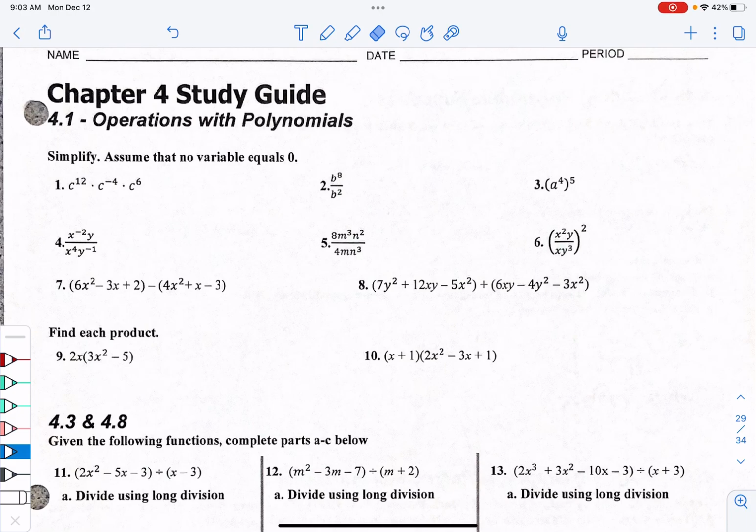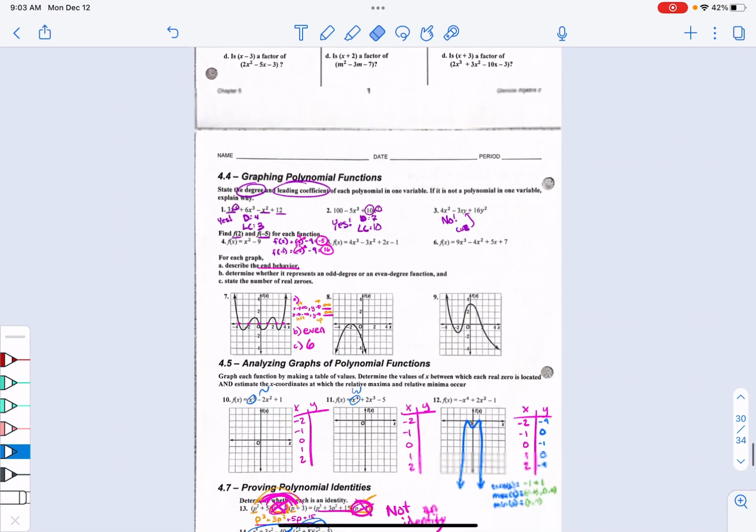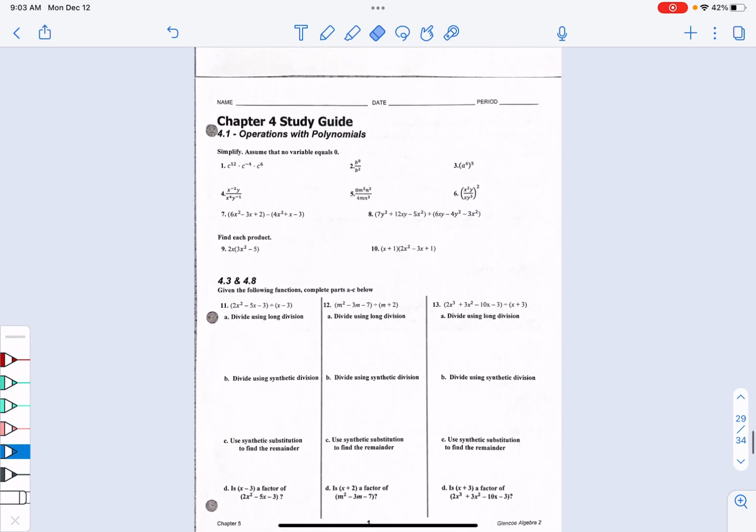Okay, 8th period. This is the first half of the chapter 4 review. I'm going to go through probably just this front side with you, and then tomorrow we'll do the back side. So I'm going to go through these problems.